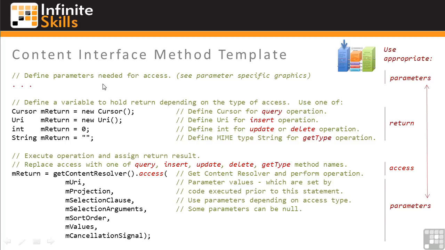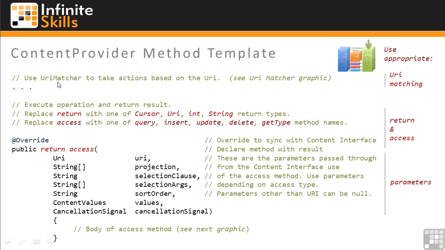Now let's take a look at the companion methods in the content provider. First, you'd use the URI matcher class and methods to take any actions needed for a given URI. And this would be highly application dependent. We've already looked at the Notepad app and seen what URI matching was done there. Next, you'd define the code to override the method in the content interface content resolver that we looked at in the previous code.